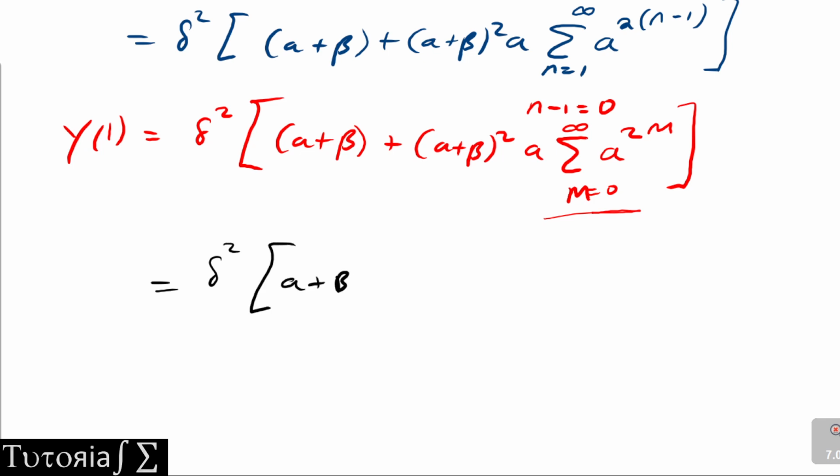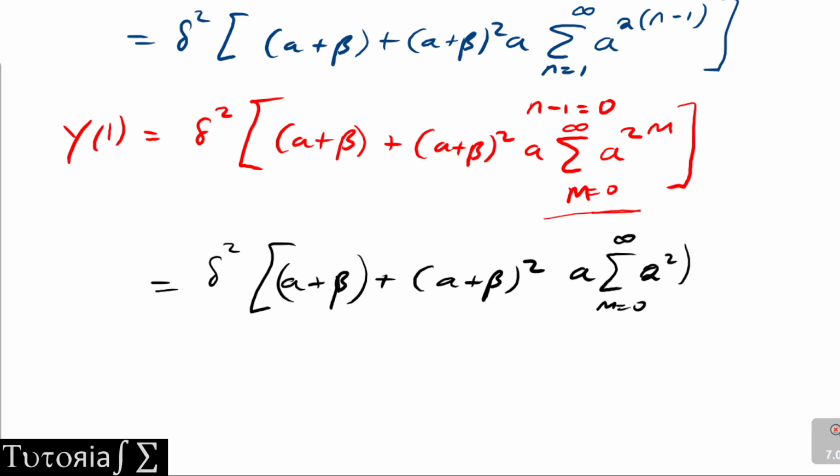a plus b beta plus a plus beta to the power 2. We have a sum from m equals to 0 to infinity of a to the power 2, then to the power m. Okay, so now this is a geometric series. Remember what we were doing. So 1 over 1 minus z equals to the sum from 0 to infinity of z to the power m.